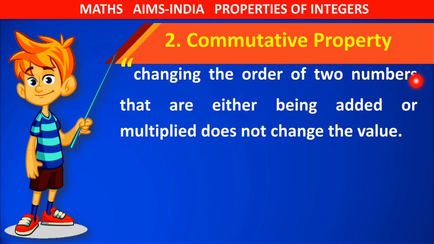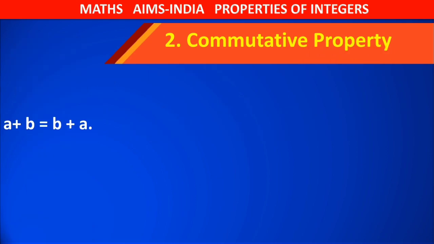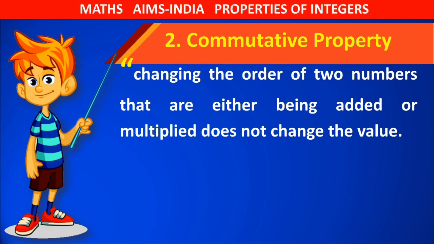Changing the order of two numbers that are either added or multiplied does not change the value. Here, why they are specifically mentioning added or multiplied is because, among integers, only addition and multiplication satisfy the commutative property. But we'll check all the operations and find out whether each mathematical operation follows the commutative property or not.